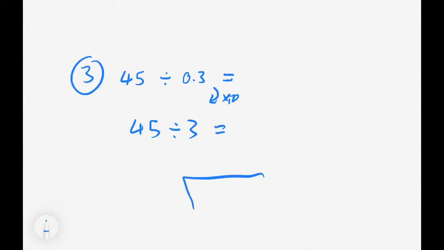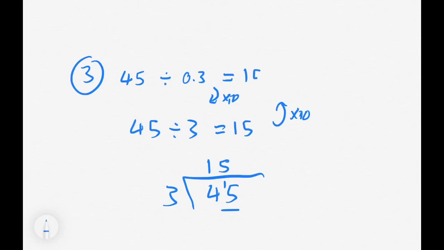So let's use bus stop. So we've got 45 in and 3 on the outside. 3 is into 4, go 1, remainder 1. Then we look at the 15. 3 is into 15, go 5. So we'd get an answer of 15 for the first bit, 45 divided by 3. But we need to increase that by a factor of 10. We need to increase that by 10 because we made our divisor bigger. We made it a bigger number, so it would come out as a smaller answer.